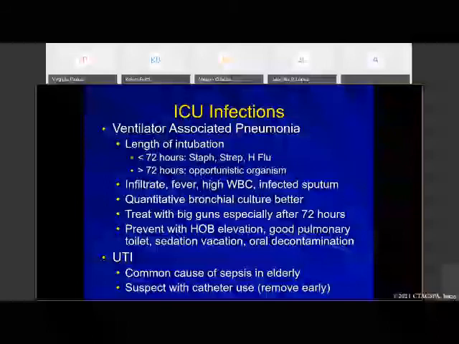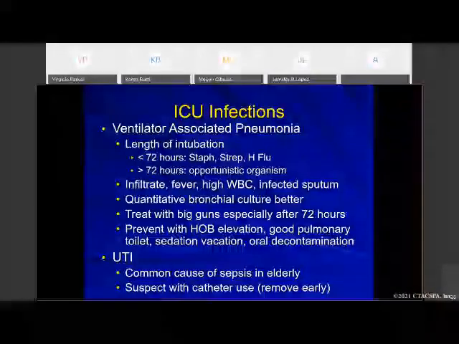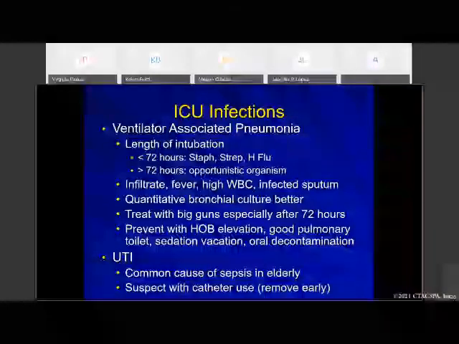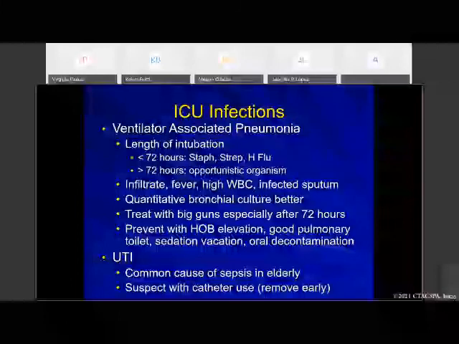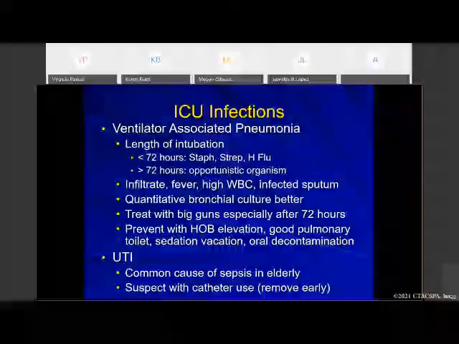If you're in a center that does bronch and gets a quantitative culture, 1 in 100,000 will show you that you actually have pneumonia as opposed to just infected sputum in your trachea. If you are going to treat for ventilator-associated pneumonia, give them big guns.